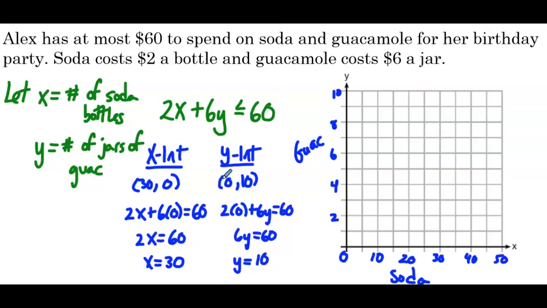And now we can plot our 2 points. So 30, 0 and 0, 10. We need to decide if we're connecting that with a solid or a dashed line. So we look at our inequality sign. It's less than or equal to. So that tells me we have a solid line connecting the 2 points.